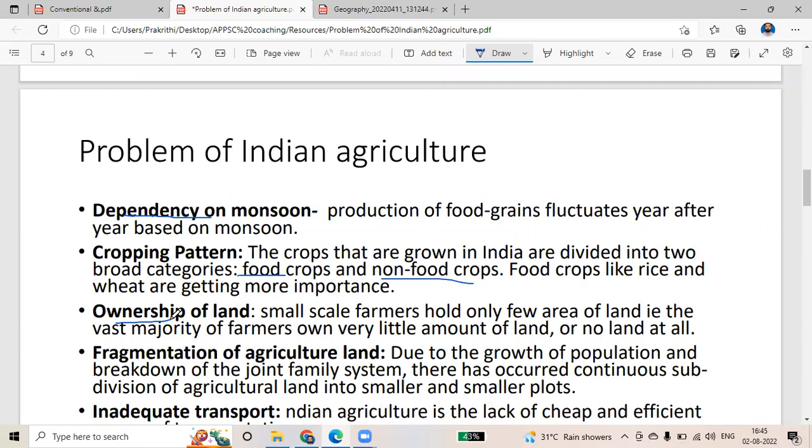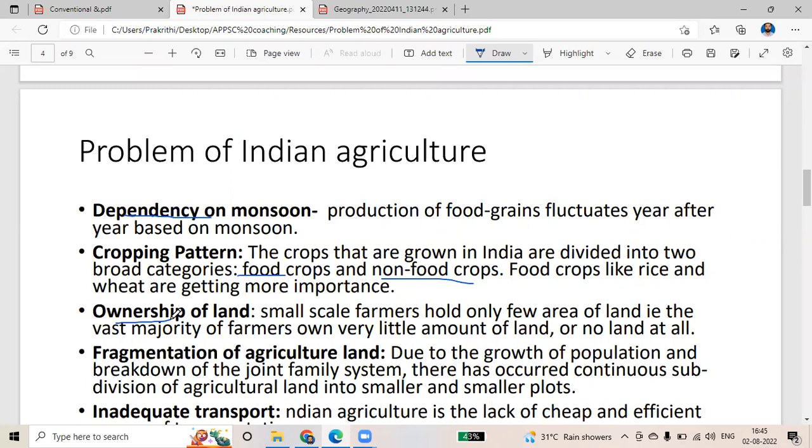So what happens is that productivity becomes less. If I am a farmer with a lot of area under cultivation, I can buy a tractor or new machinery, and I can use different varieties of seeds, because I will get profit from that. If I buy a machine and have only a few small acres of land, it will not be affordable for the farmer. So ownership of land is one of the big problems in India.